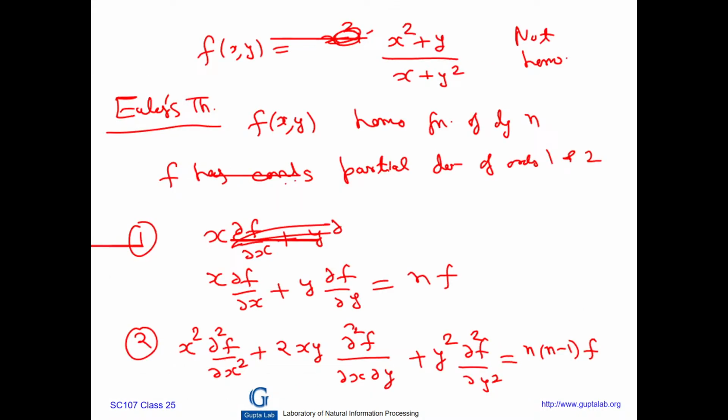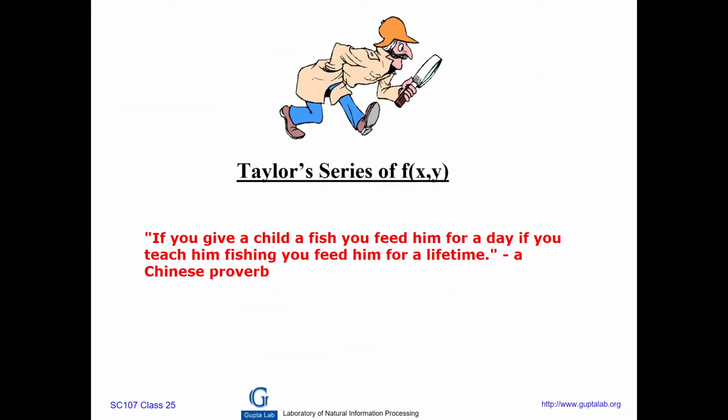Anyway, so this was Euler's theorem. That's x times del f over del x plus y times del f over del y is equal to n times f, where n is the degree of the homogeneous function. Okay. Similarly, the second order result is this, n minus 1 times f. Fairly straightforward thing, so I think it's easy. We can skip all this business.